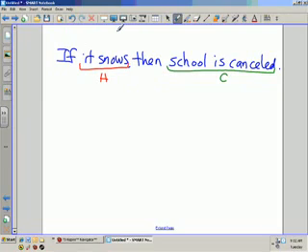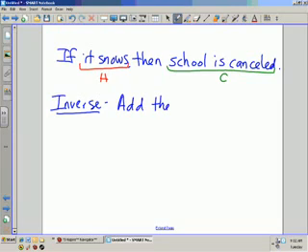So we have the converse. It's time to move on now to something called the inverse. The inverse is kind of similar to the converse, in that it's a simple change. However, for this one, we're going to add the word not to the hypothesis and conclusion.